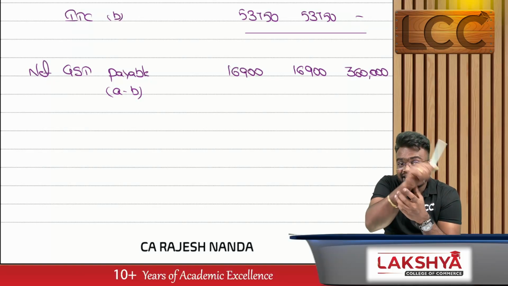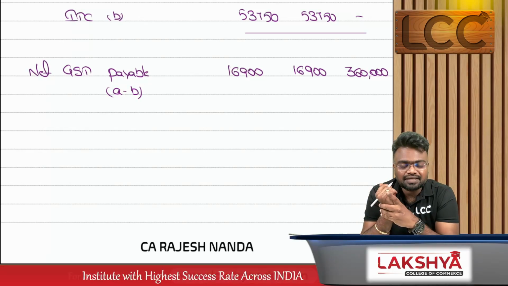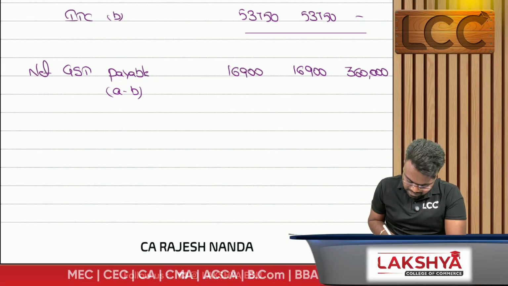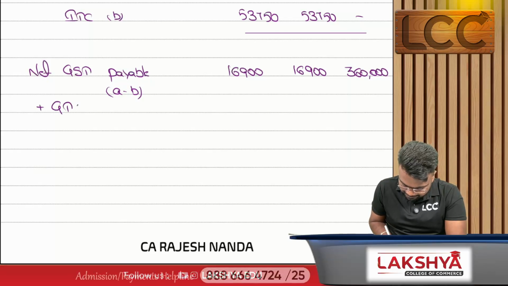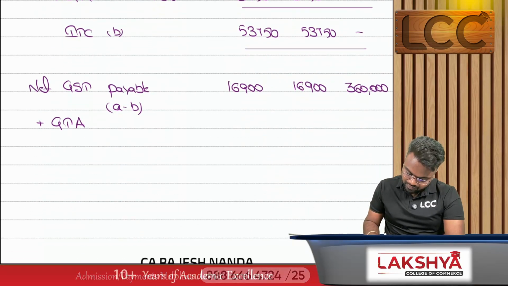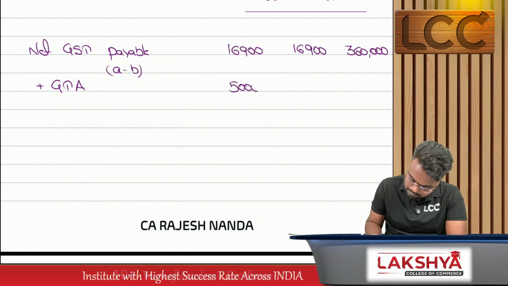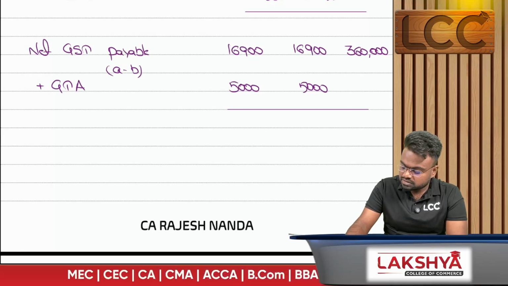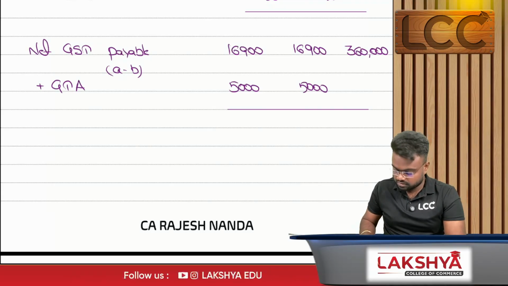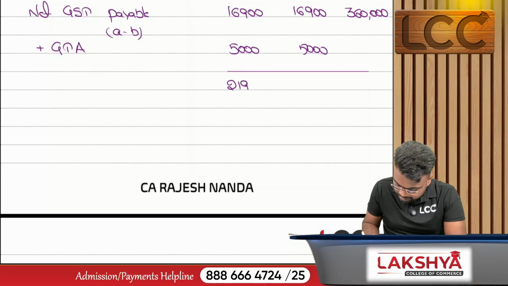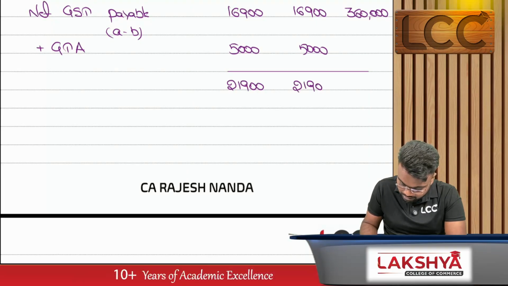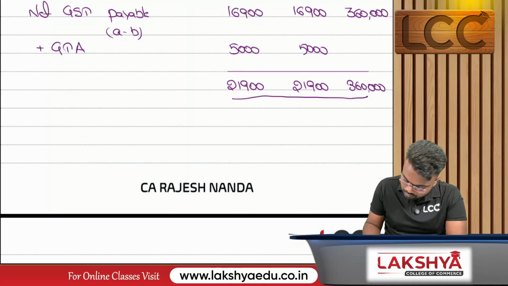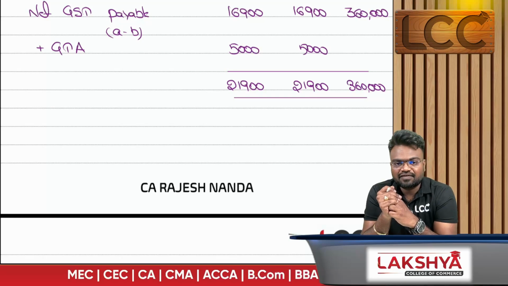Done? No. Earlier we kept GTA aside. The GTA should be paid in cash. So add GTA. On the GTA, how much we need to pay? 5,000. So what is the total amount that we need to pay? 16,900 plus 5,000, so 21,900. So this is the answer for question number 6.